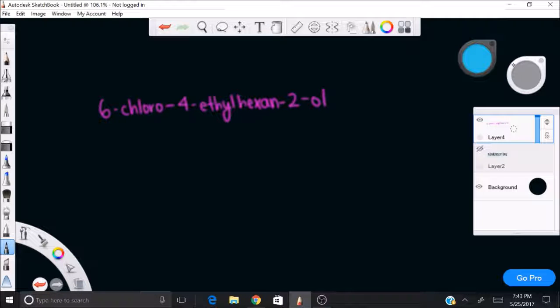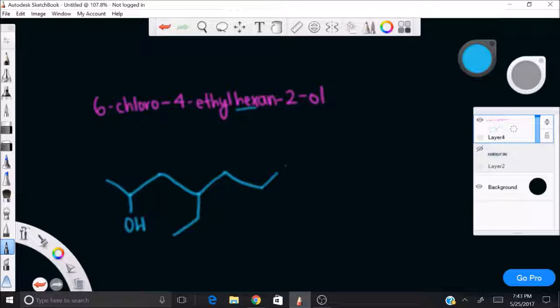So I've drawn a 6-carbon molecule, and now I notice that at the 2 there's an alcohol. So I'm going to go ahead and draw that OH group at 2. Now it just comes down to simple numbering. I have chosen to go left to right. You could have chosen the other way, but I find it easier to go left to right. And I go ahead and draw my 4-ethyl, because that numerically came first, and then I'm going to draw my 6-chloro. And there you go. That's all there is to it.